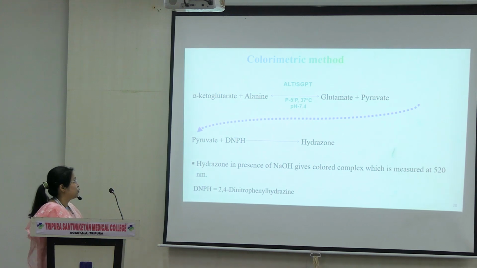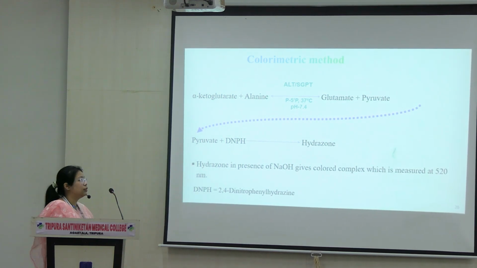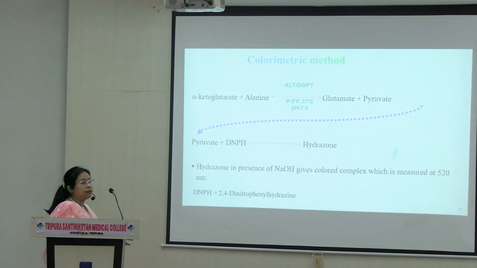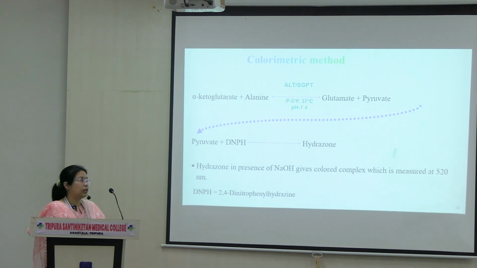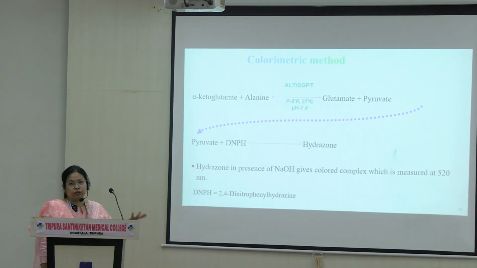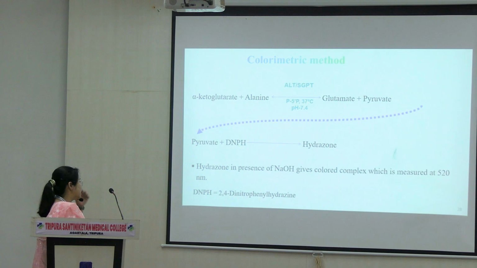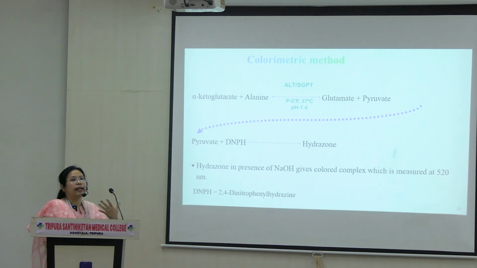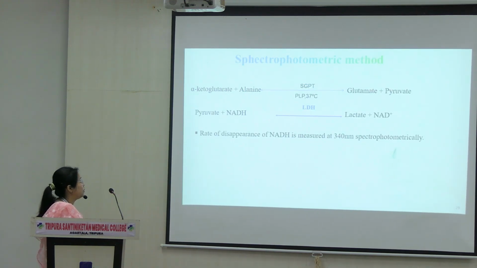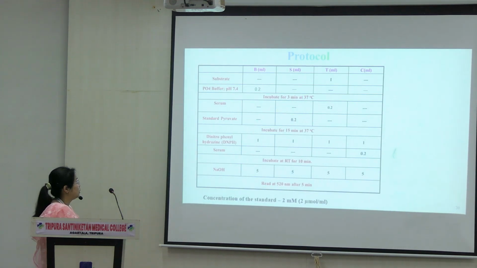This is the colorimetric method for ALT and AST also. In the case of ALT, alpha-ketoglutarate and alanine, in the presence of ALT, will turn into glutamate and pyruvate. Then the pyruvate reacts with our reagent, which contains dinitrophenyl hydrazine, and gives a colored compound called hydrazone. This hydrazone is then measured and gives us an idea about the levels of ALT or AST. Same thing, and this is a spectrophotometric method.